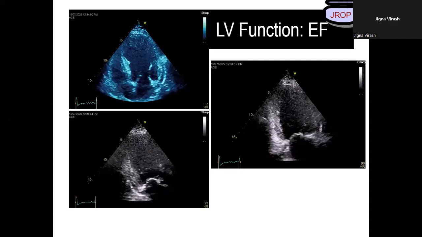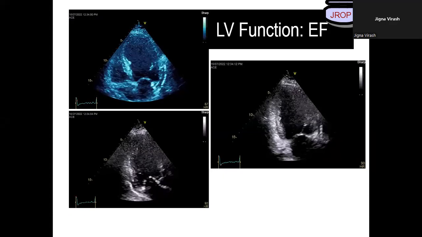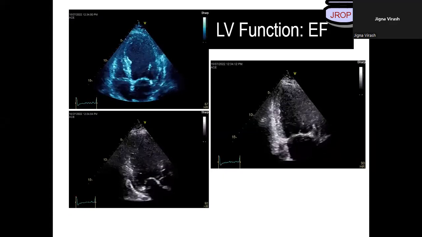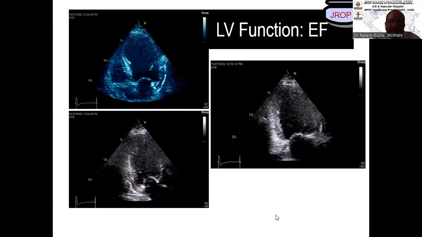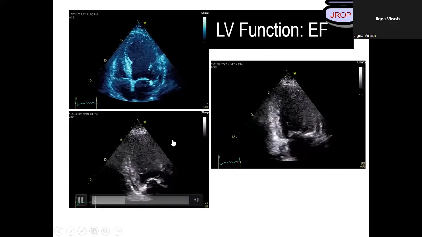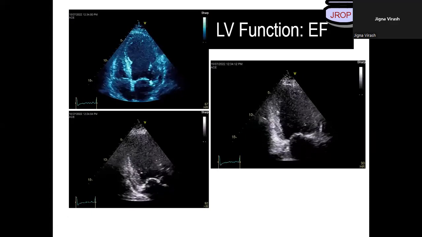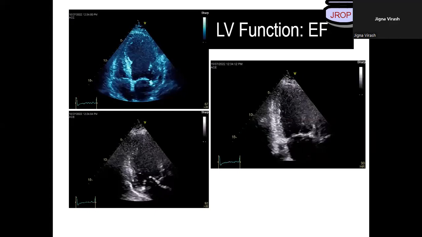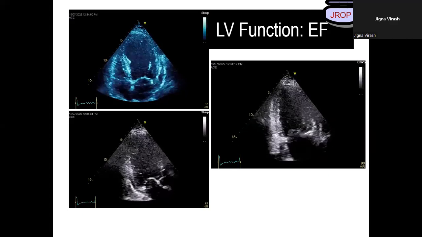Sir, the view is a little bit suboptimal, sir, but in the 3 chamber, we can see... Images are not great. I agree. I'm not saying that, but this is what we get every day in our practice, you know. Yes, sir. So in 3 chamber, we can see hypokinesia of mid inferolateral and apico-inferolateral, sir.